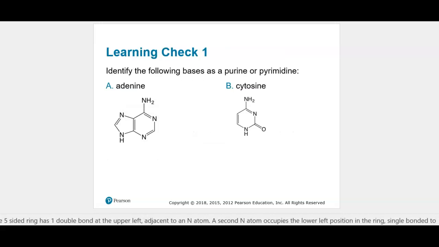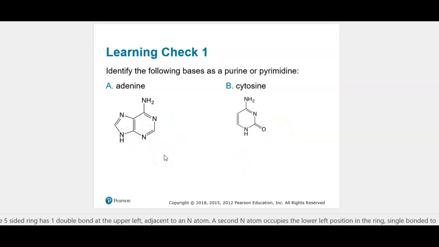Okay, so learning check. Identify the following bases as a purine or a pyrimidine. One of the ways that I keep these straight is to realize that the one ring system is simpler, and the simpler ring system has the more complicated name. So a cytosine is a pyrimidine and adenine is a purine.